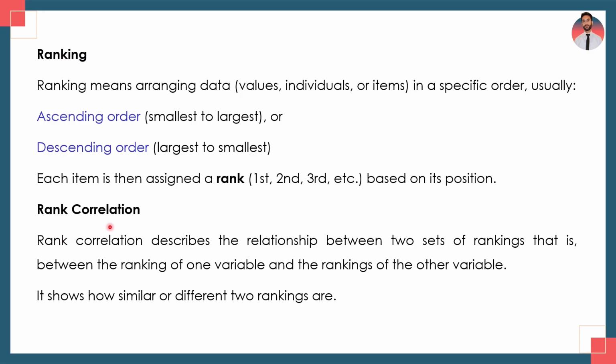Rank correlation describes the relationship between two sets of rankings, that is, between the rankings of one variable and the rankings of the other variable. First students, whatever variables' data is given to you, you will rank it, and then we will find the correlation between the ranked data. It shows how similar or different two rankings are. This is the definition of the rank correlation.